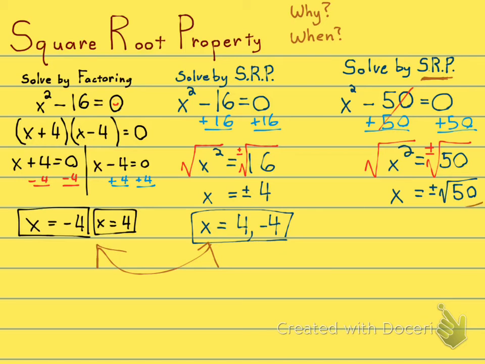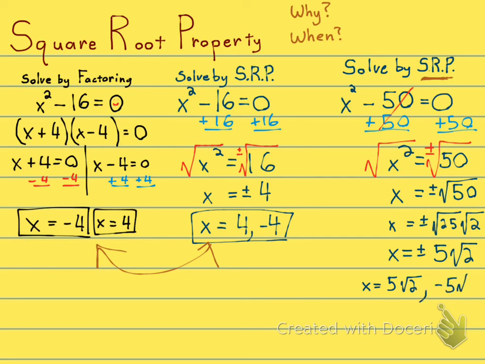And of course, we don't want to leave our answer like this because we can simplify. When you simplify a radical, you find a square root that goes into 50, which is 25. And 50 is 25 times 2. Square root of 25 is 5. So our answer is 5 square root of 2, the positive version and the negative version. So when I go to put my answer, I'm going to put the positive version, 5 square root of 2, and I'm going to put the negative version, negative 5 square root of 2.